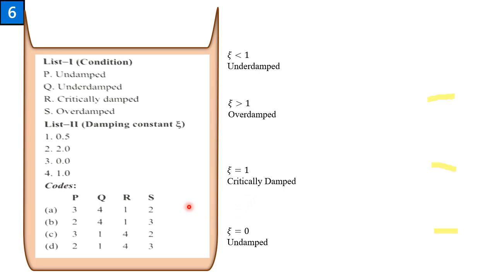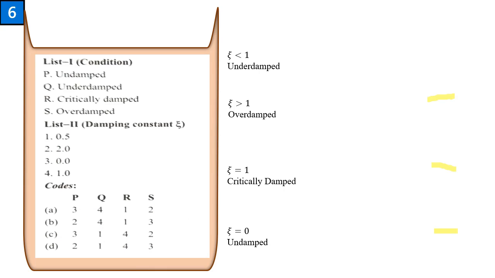Okay, so now let's match it. For 0.5, which is less than 1, underdamped, means 1 will go with Q, or Q will go with 1. Q1, either C or D. Second one is 2, which is overdamped. So overdamped is S. S means 2 is going with S. S and 2. So the answer here will be C.